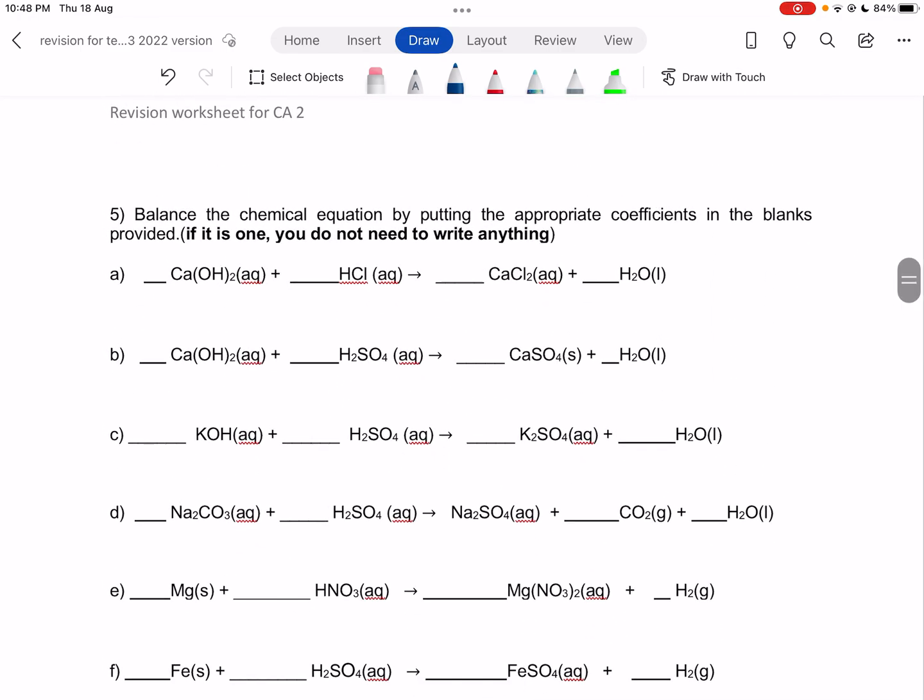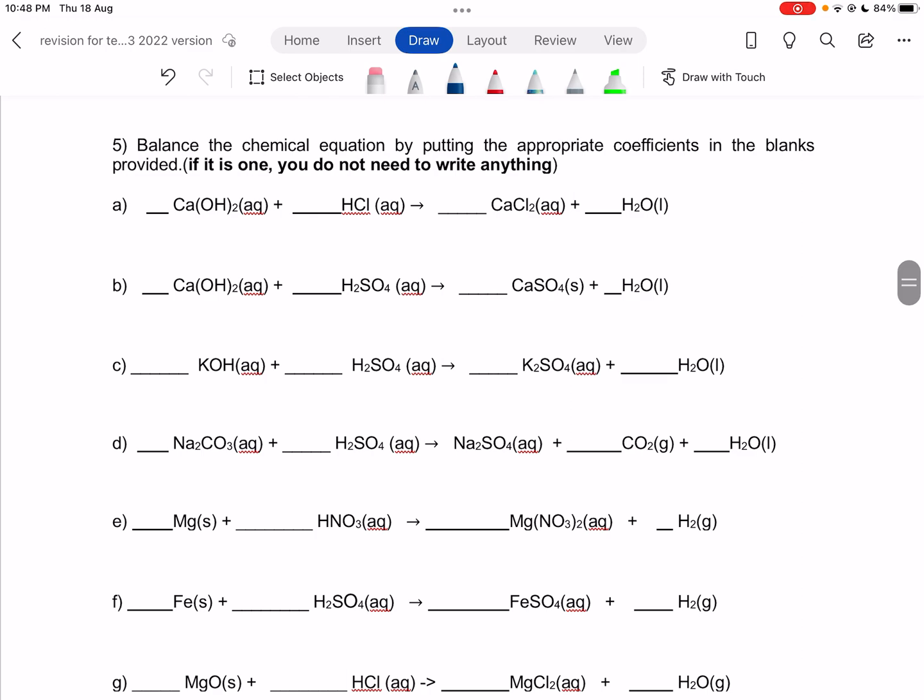okay, then we try to balance this one. I think this one I will just put down the answer. If you have any questions you can message me or ask me for help. Because I want to save a bit more time to go through those graph questions instead. Alright, maybe I just quickly explain how we balance.